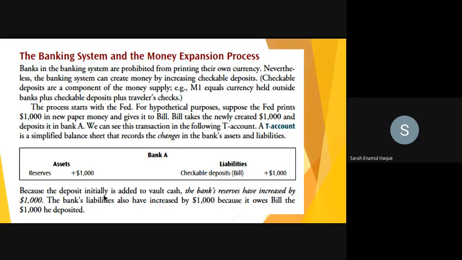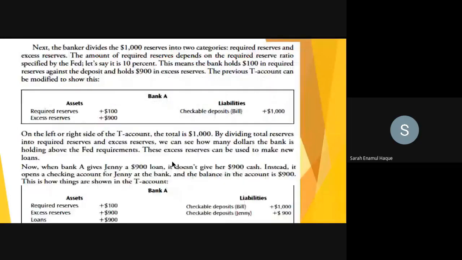Because the deposit is initially added to the vault cash, the bank's reserves have increased by 1,000. So basically what I just said. And the bank's liabilities also have increased by $1,000 because it owes Bill the 1,000 he deposited. So I hope this part is clear. This is not the end. Obviously, we are going to see how the whole money is created here.